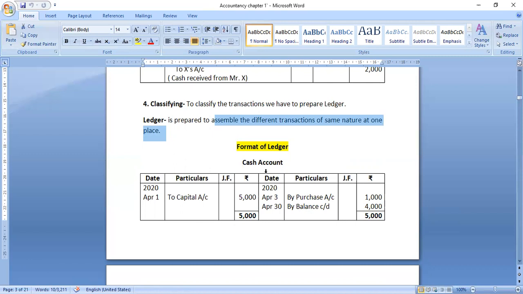Okay. And this is the format of ledger, but we will discuss it later on because this is also a chapter. But the purpose of preparing the ledger is to assemble the different transaction of same nature at one place. As I gave you the example, like sales. In a month, you have sold so many times. But if I ask what is the total amount of sales, so what will you do? You will collect the detail of sale and you will write down the amount, and then finally you will tell me that this is the amount of sale for the whole month. So this process is called ledger.